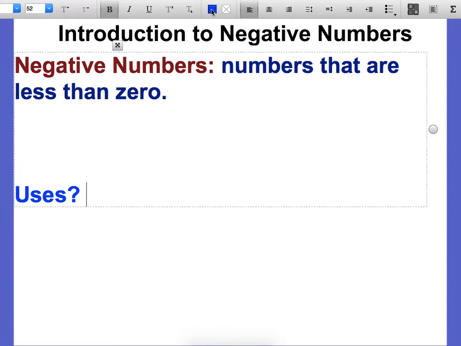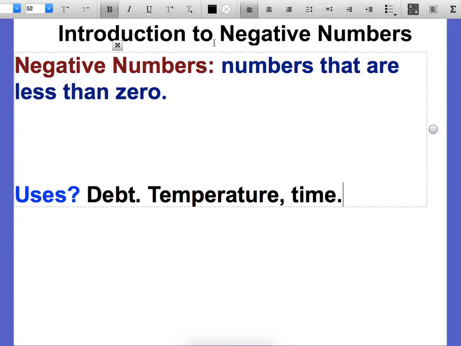What uses do they have? We'll see some examples here too. Generally, when we think of debt, if you owe money. When we think of temperature, we see negative temperatures in the forecast sometimes. And if we think of the passage of time. So we'll look at a couple of those, and hopefully that'll help us start learning how to use them.